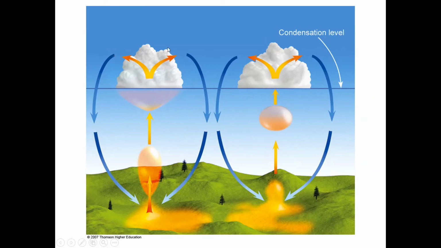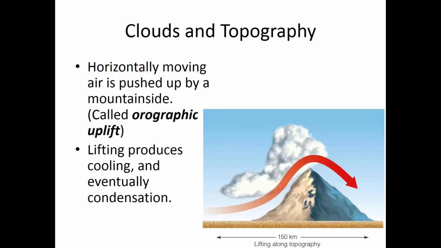Now, we actually have an interesting phenomenon here in the Bay Area. If you've ever been to Santa Cruz, and you've ever noticed that it feels cooler and cloudier there than it does in, say, San Jose, Cupertino, the Silicon Valley area, it's because of something called orographic lifting. So let me explain what's happening here.